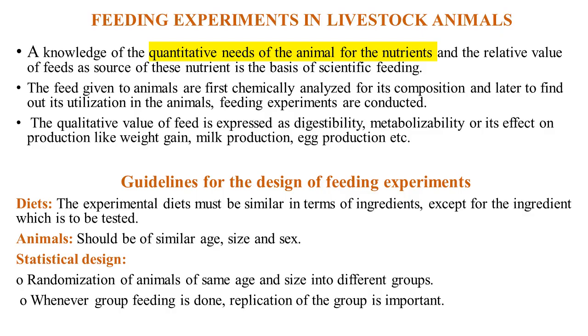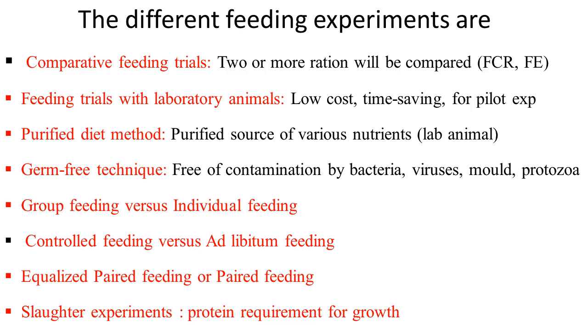First, let us talk about feeding experiments. For designing a feeding experiment, the experimental diets should be similar, the animals should be of similar age, size and sex, and a randomized pattern should be followed. The experiment should be sufficiently replicated. The different feeding experiments are comparative feeding trials, where 2 or more rations are compared.